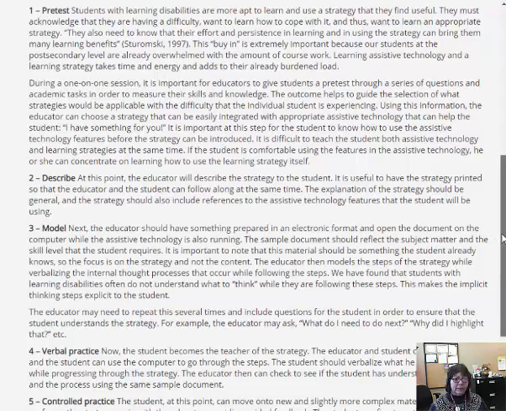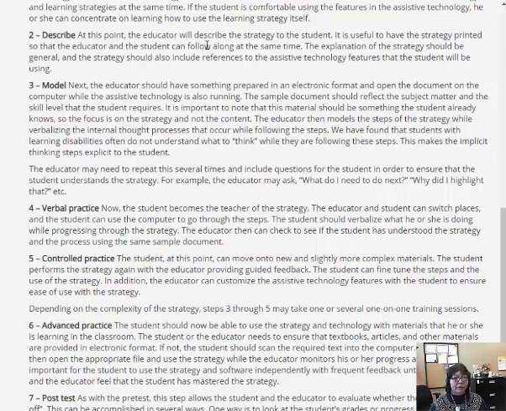Then I would take the SQR3 and I would describe the strategy. S is for survey, Q is for question, just general things like that. Then I would model that with a piece of writing that is not complicated. So something that they already know, or a different textbook that they don't need to know. For the model, we want to make sure that it's with really easy information so that they're not learning information and the strategy at the same time.